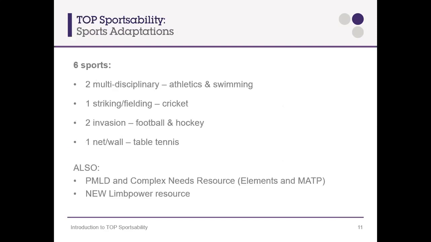We also have sports adaptations, and the 6 sports that we have currently are athletics and swimming, cricket, football, hockey, table tennis. And I think it's really important that we add as well that all of this resource over the years has been co-produced with national governing bodies of these sports. So the national governing bodies for all of these sports have worked really, really closely with Youth Sport Trust and some of the lead inclusion schools to develop these resources to make sure that they are adhering to all their kind of rules and regulations and policies and ethos as well.